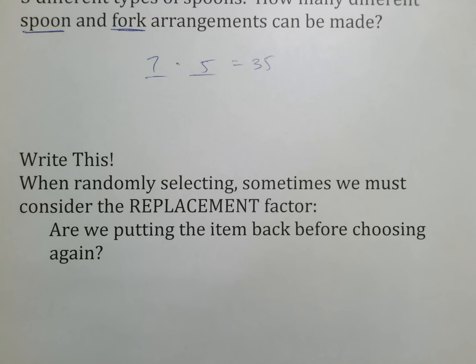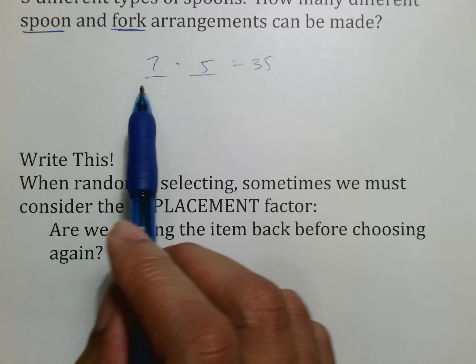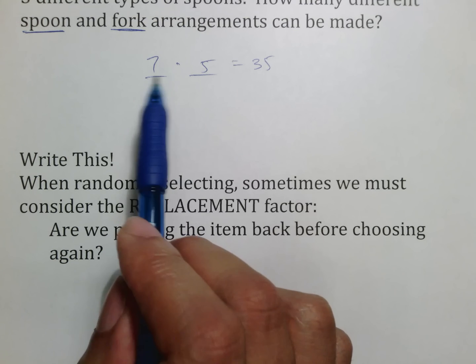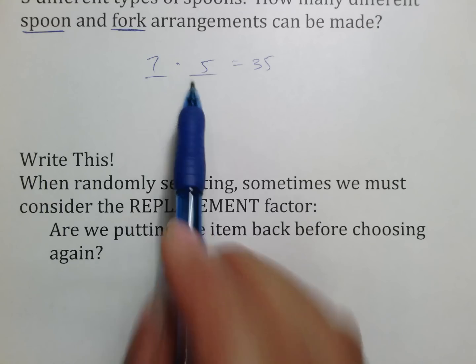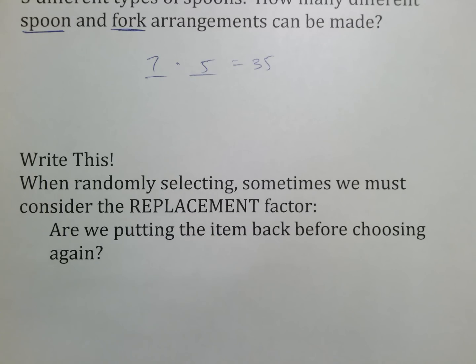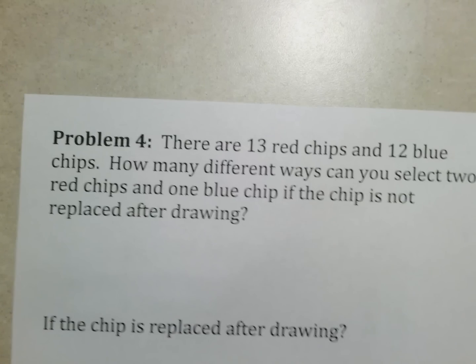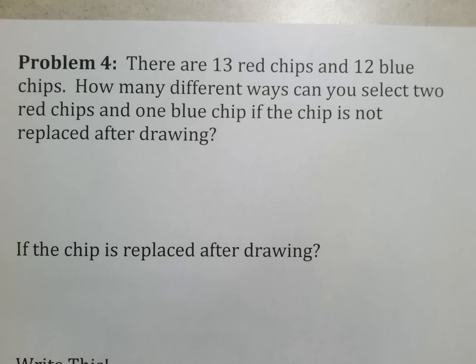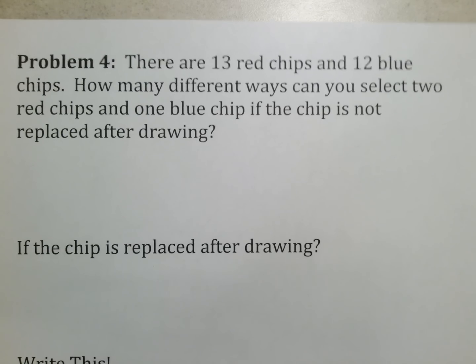So the question you will ask yourself is, am I putting the item back before choosing again? In a lot of cases, in this case, we did not put the fork back because it didn't matter. We're choosing 1 fork, 1 spoon. But in other situations, you might be choosing a marble from a bag, and it makes a difference whether you put that marble back or not in terms of what your work ends up looking like. So, looking at problem 4, this is your replacement factor that you have to consider.